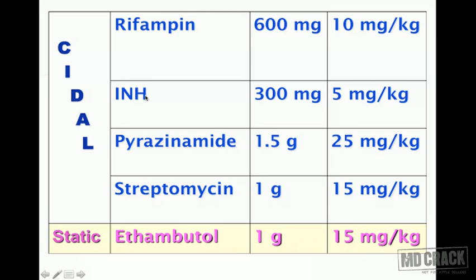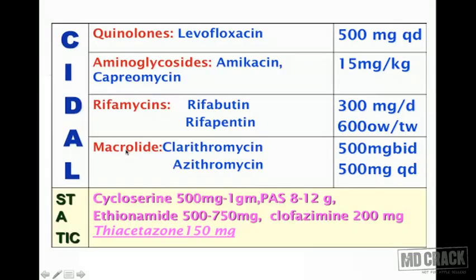If you want to remember in terms of milligram per kilogram body weight, and if you keep the sequence constant, it would become 10, 5, 25, 15, 15. I hope you'll be able to remember this. Go to the next slide.